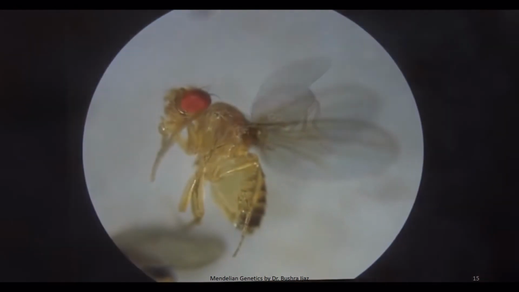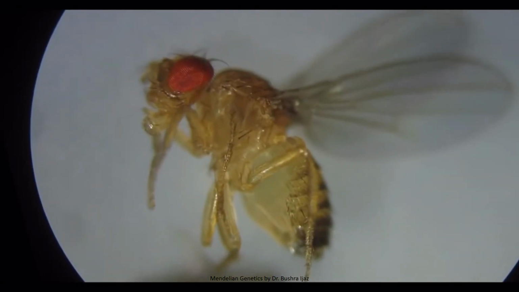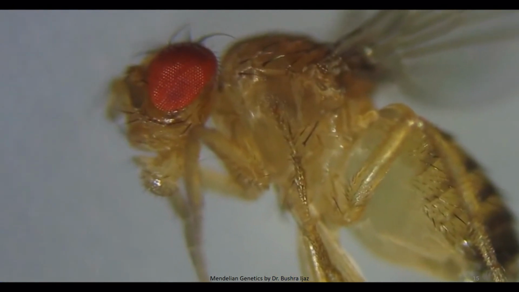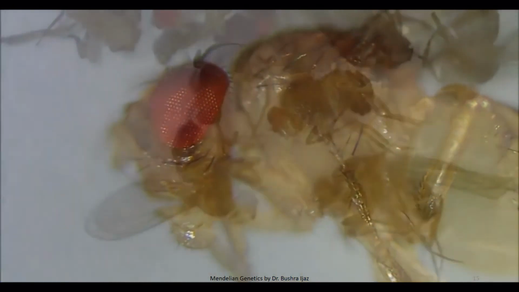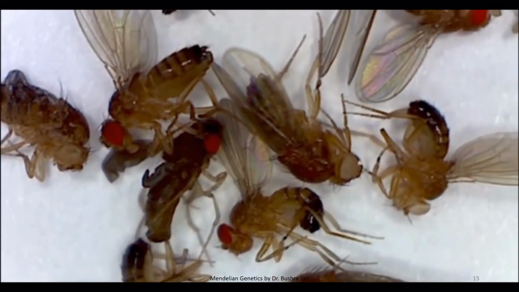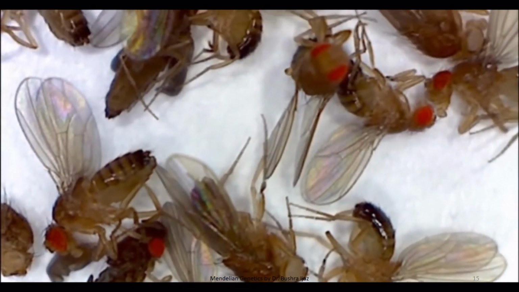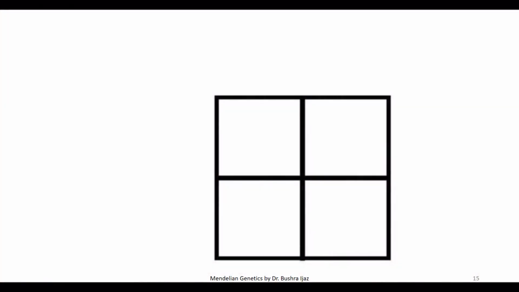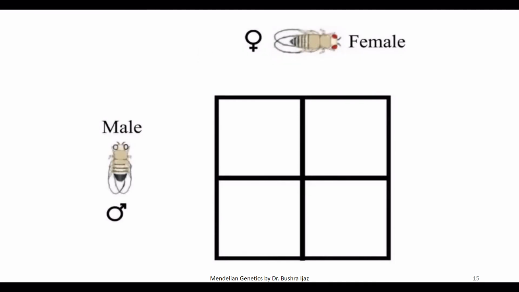Scientists call the pure red-eyed Drosophila a wild type. When the white-eyed male mates with a wild-type female, there are four possible outcomes. You may remember from high school biology the possible combinations of chromosome sharing as represented by this diagram, called a Punnett square. Let's look at mating a white-eyed male with a red-eyed wild-type female.